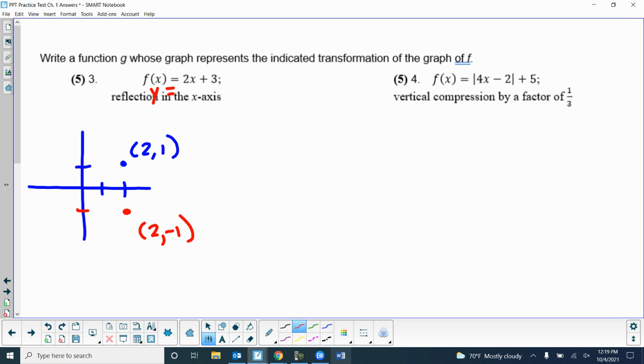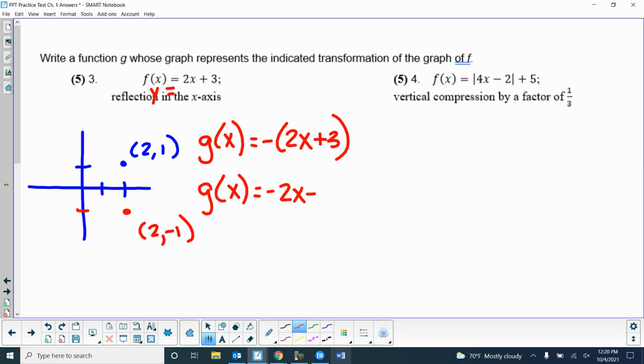All right? So we're positive 2x plus 3. All right? We're changing to negative 2x plus 3, like that. Now, what are we supposed to do when it's written like that? We're supposed to simplify, right? So what do we do with that negative? Well, we distribute it. All right, good. So that would be the answer to number 3.